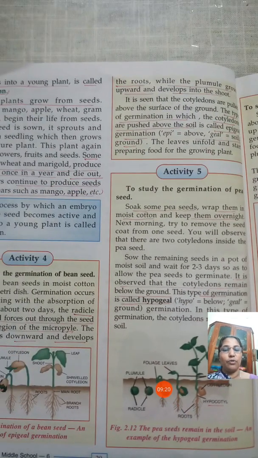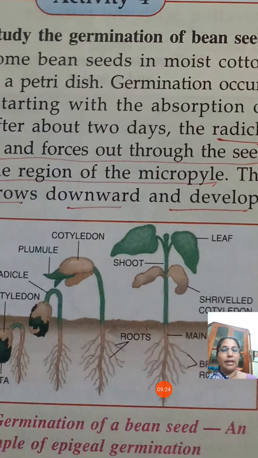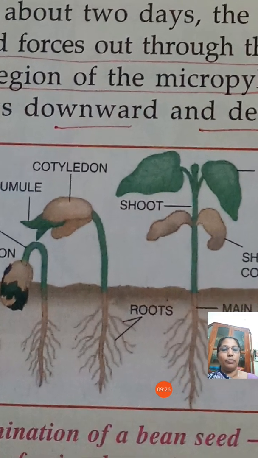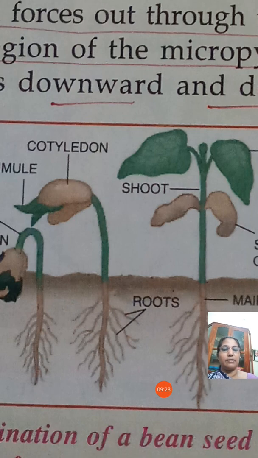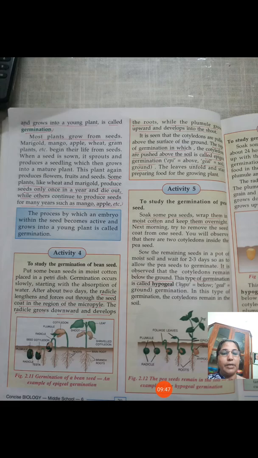In the case of this bean seed, the hypocotyl lengthens more. The epicotyl is the region above the cotyledon, and the portion below the cotyledon will lengthen, so that the cotyledon will come above the soil. Such kind of germination is known as epigeal germination.